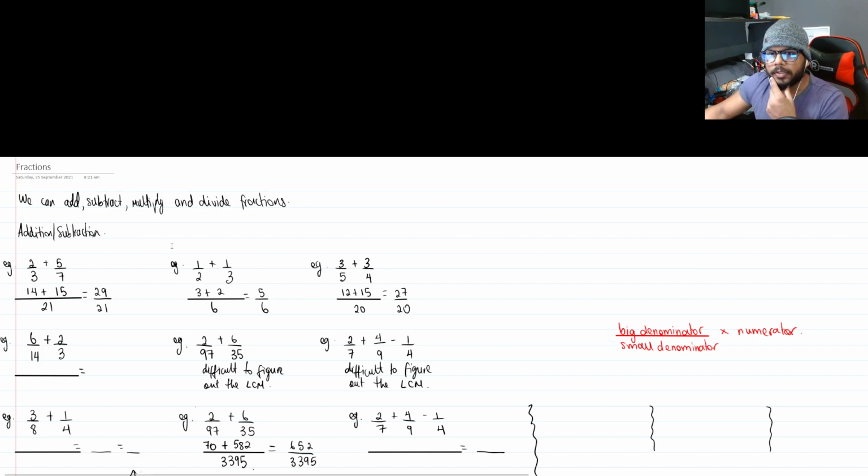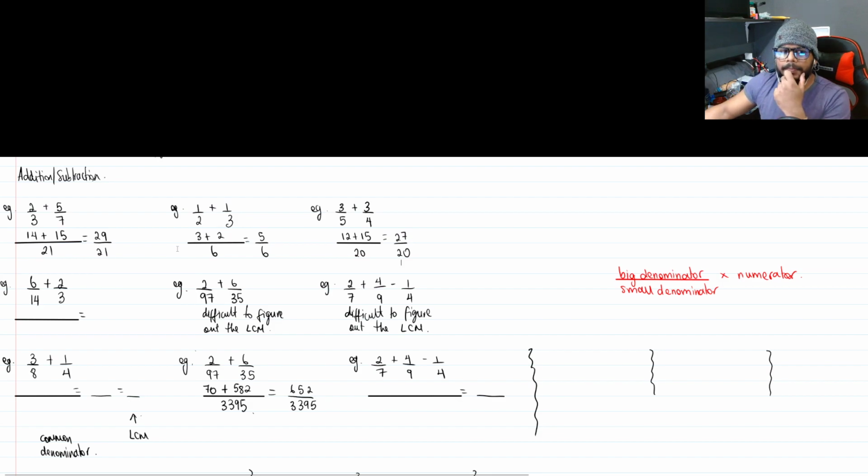So far, so good. What about the fourth example? 6 over 14 plus 2 over 3. What's the LCM there? Now, it will be difficult to try and figure out what the LCM is. Some people will have to go in their calculators and see what's the lowest common multiple of 14 and 3, what they have in common. But if we look at examples 1, 2, and 3, take a couple seconds. How did we get 21? How did we get 6? How did we get 20?